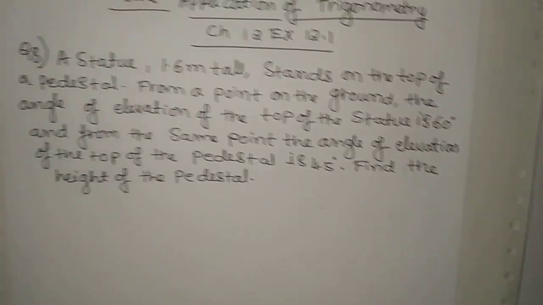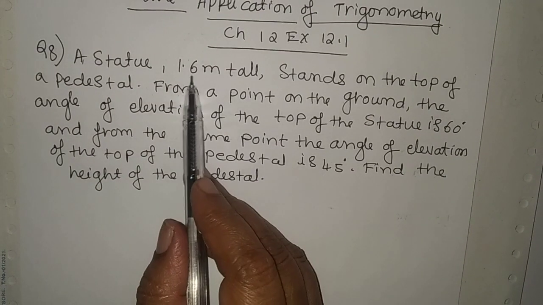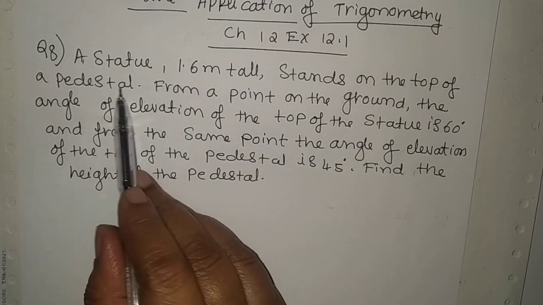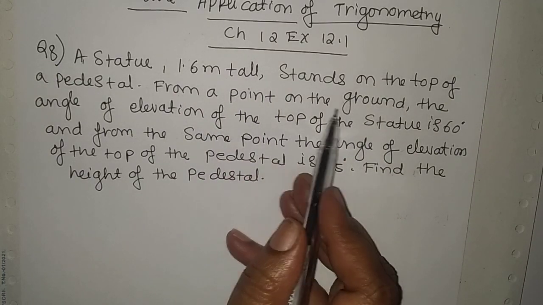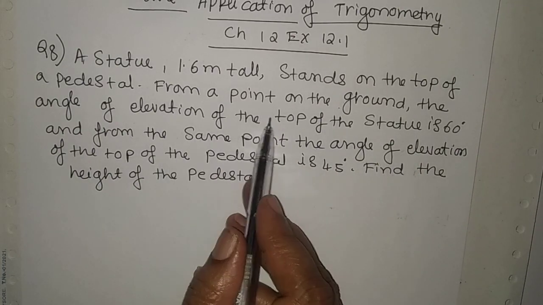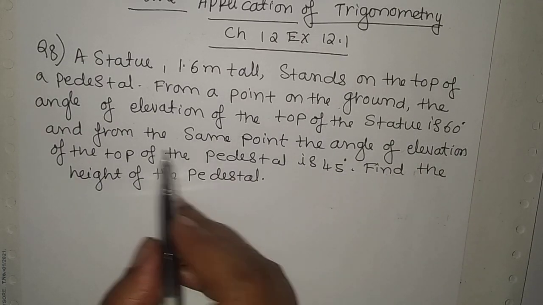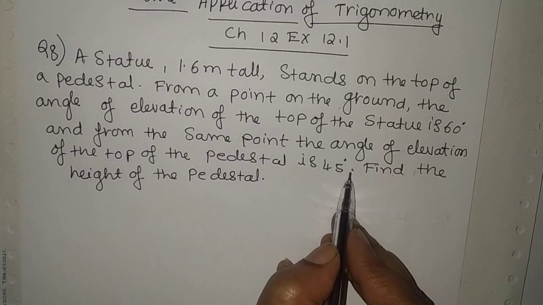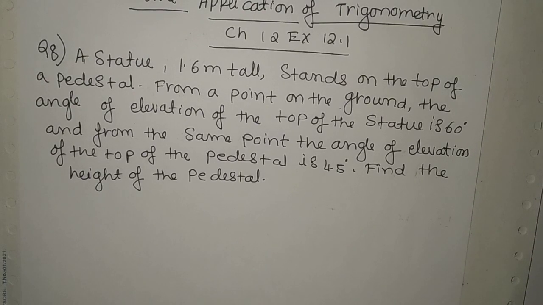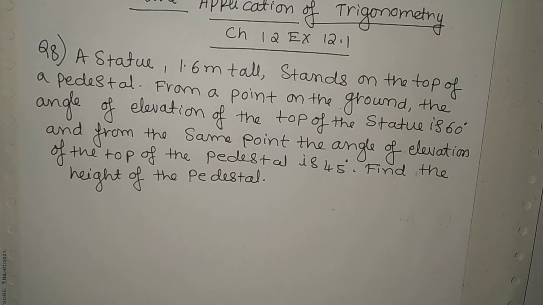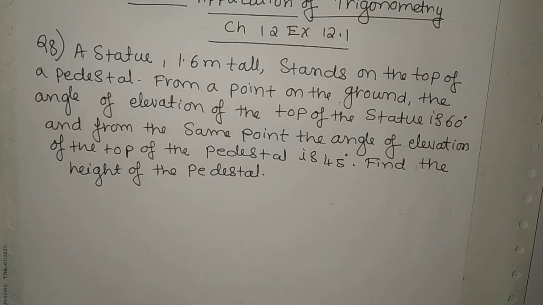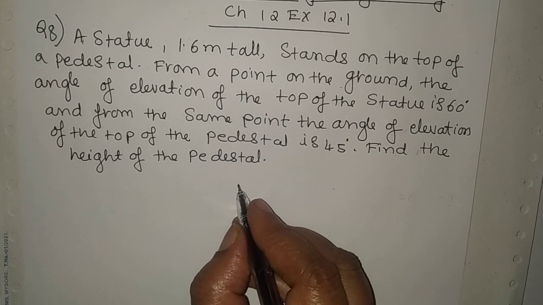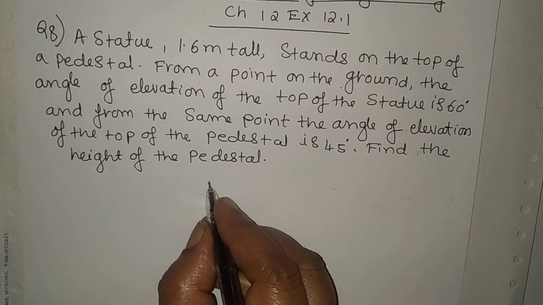Question number 8: a statue 1.6 meters tall stands on the top of a pedestal. From a point on the ground, the angle of elevation of the top of the statue is 60 degrees, and from the same point the angle of elevation of the top of the pedestal is 45 degrees. Find the height of the pedestal. So first we'll write down the diagram here.